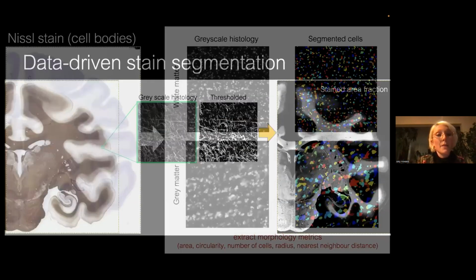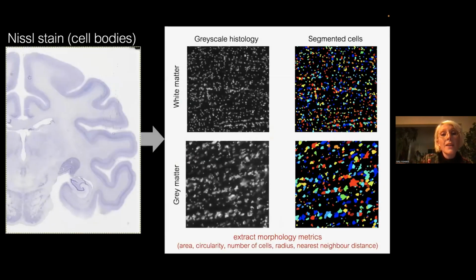We can perform similar segmentation for the Nissl stain slides, where here we can even go further and try to segment single cells, at least to the ability of our eyes, which allows us to extract morphological metrics, such as approximate cell area, circularity, the number of cells, the radius, or the nearest neighbor distance, all of which may relate to our MRI in interesting ways.